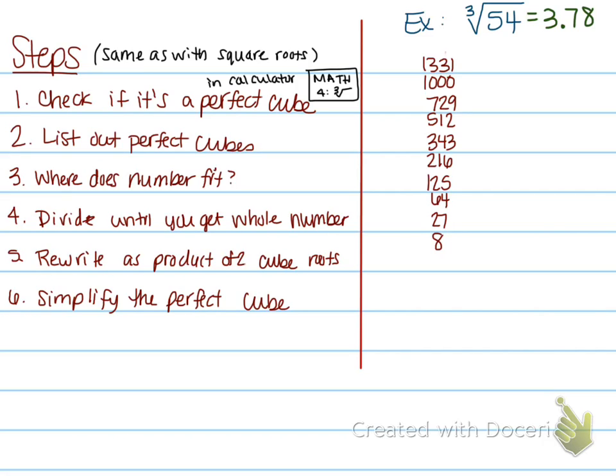So I checked to see if it was a perfect cube. I got a decimal, so it's not. So now I need to follow these steps. I need to list out my perfect cubes. I already have them printed for you. I'm going to ask myself again, where does 54 fit in my list? You'll notice that this time it fits very close to the bottom, right between 64 and 27. So I'm going to start dividing at 27.